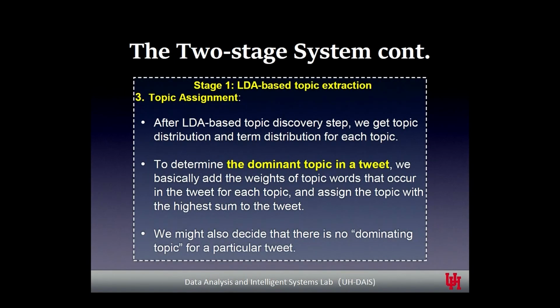After we apply the LDA, we get a list of topics. How do we assign the topic label to each tweet? Because the LDA returns a weighted list of words, each word has a weight. We sum up all the weights of the topic words that occur in a tweet, then assign the topic with the highest sum. In some cases, we might assign no label. We set a threshold. If we decide there's no dominating topic for this tweet, we consider it an outlier topic.